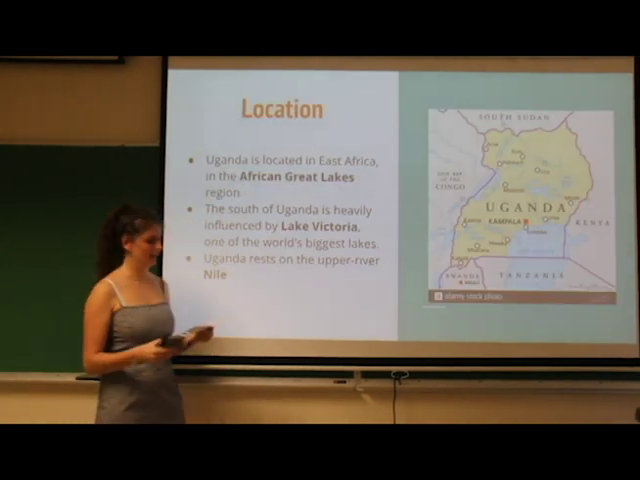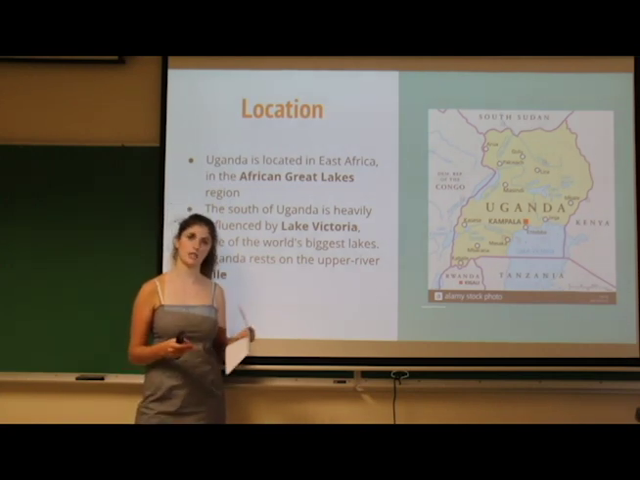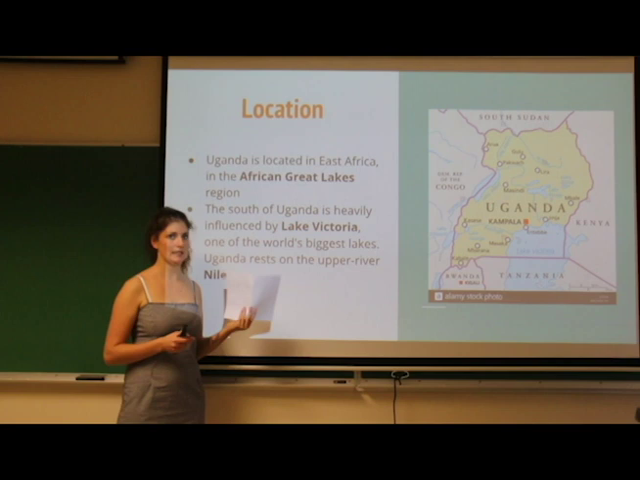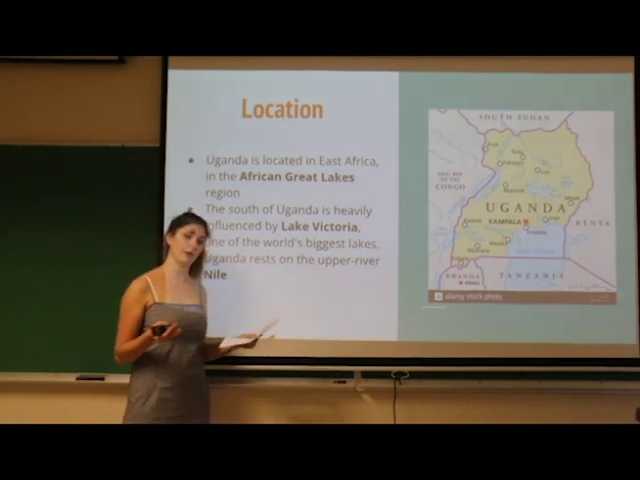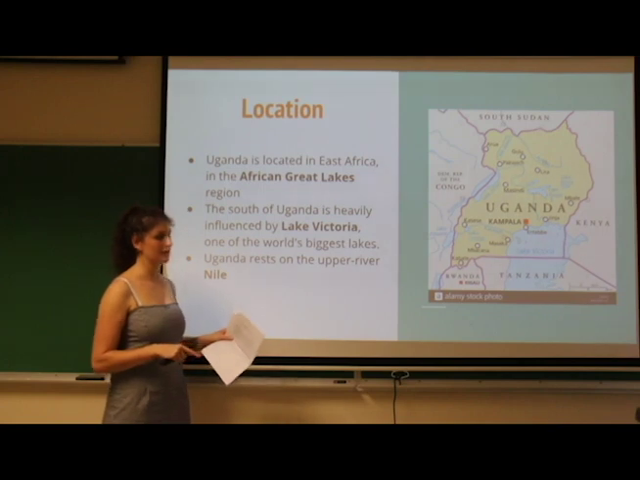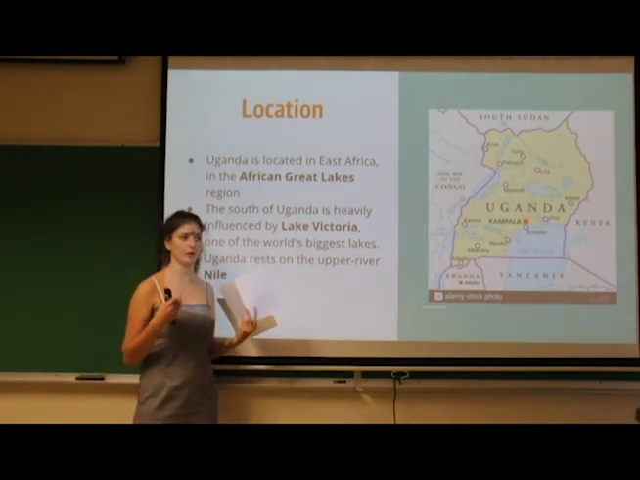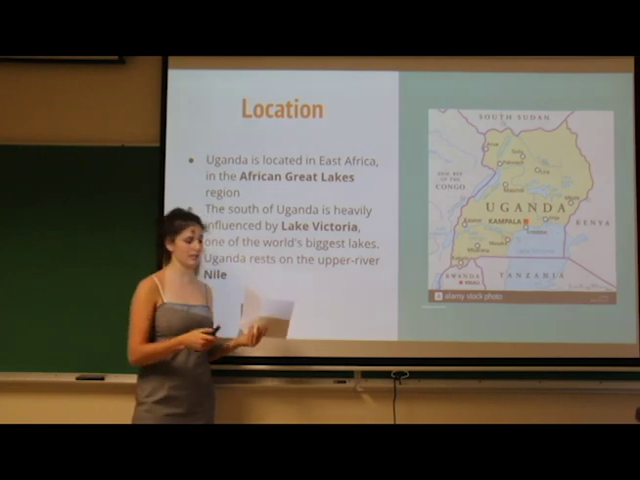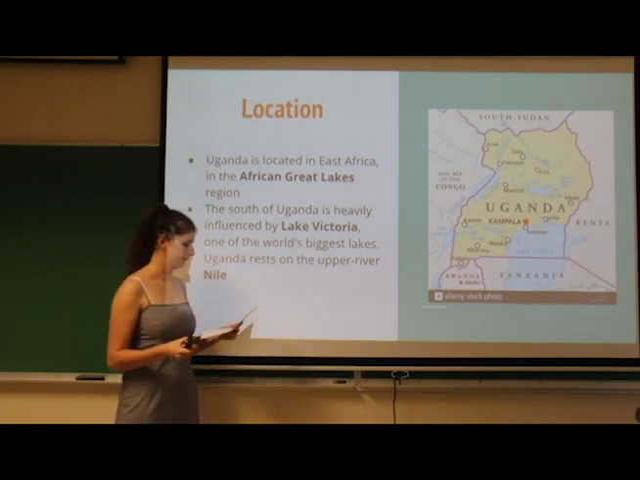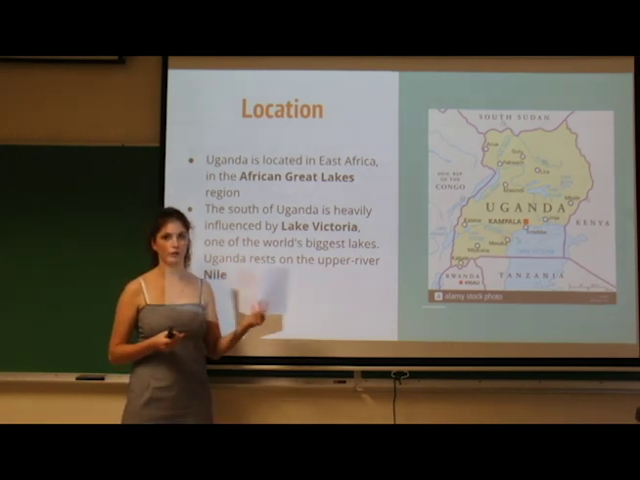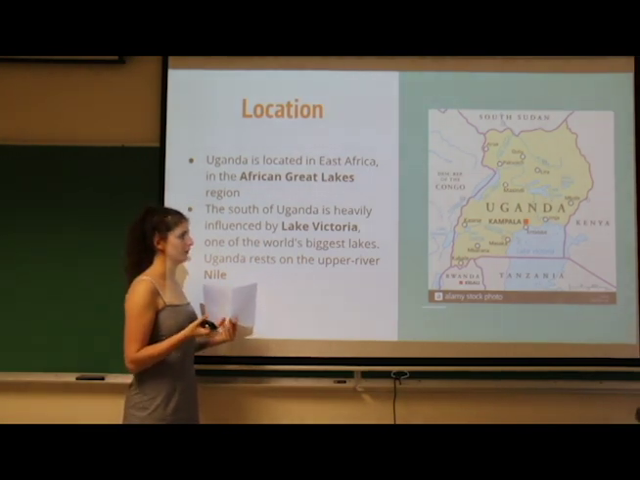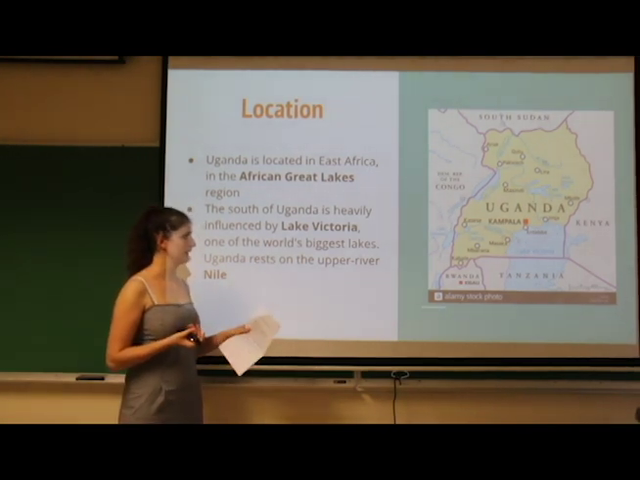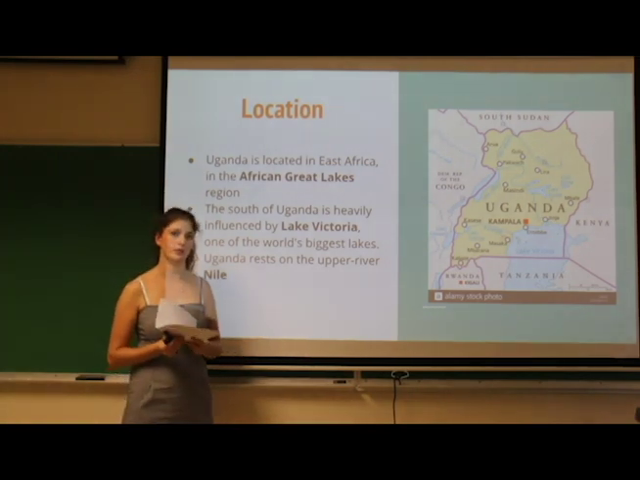The location: Uganda is located in the African Great Lakes region in East Africa. It is bordered by Kenya in the east, South Sudan in the north, and in the south by Tanzania, Rwanda, and the Democratic Republic of Congo. Much of the southern country is heavily influenced by one of the biggest lakes in the world, Lake Victoria, right here. The most important cities in Uganda are also located in the south next to Lake Victoria. Kampala, the capital of the country, is also situated in the south. And finally, Uganda lies almost completely within the Nile Basin.